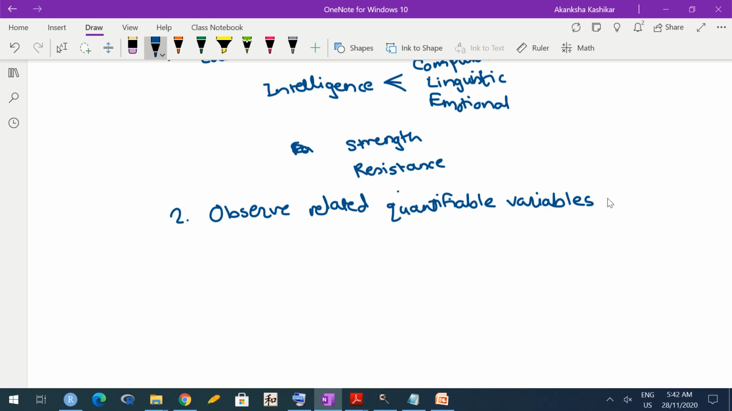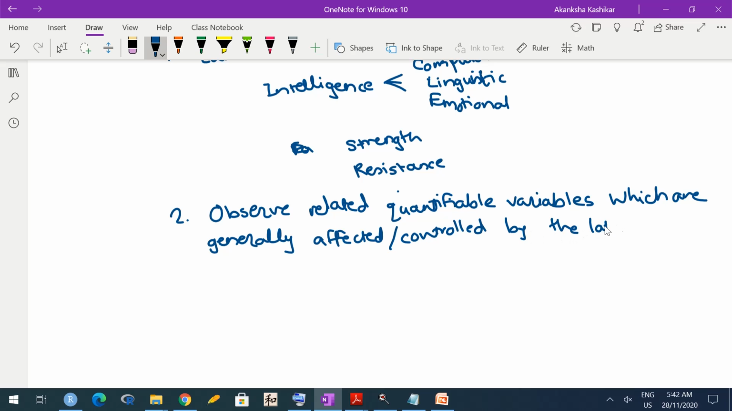So observe related quantifiable variables which are generally affected or controlled by the unobserved variables which are of interest to us, which are generally affected or controlled by the latent variables. Okay, so for example, as we said, IQ would then be a quantifiable variable which can be observed but which is basically driven by actual intelligence. In fact, not just IQ, various components of IQ.